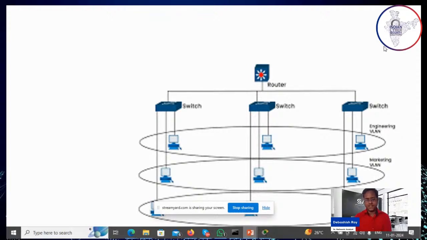In that case, there will be too much broadcast traffic, and there will also be a security issue in the sense that one PC will be able to access the other PC easily, if you haven't set up any access control list or anything like that. Definitely one will be able to access or hear the other. So that would be a problem for your network.